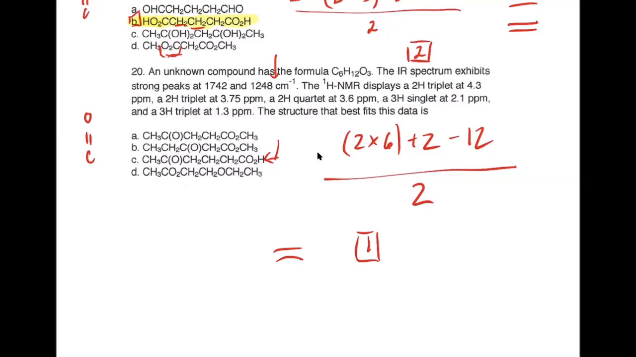The proton NMR is going to display a 2-proton triplet at 4.3 ppm. So 2H is going to be representing what type of group? CH2. Yeah, CH2. The fact that it's 4.3 means that it's going to be close to the oxygen. 2H triplet at 3.75 ppm. That's going to be another CH2, a little bit further away from the oxygen. Could be close maybe to a carbonyl that has an oxygen, but maybe a little bit further from the oxygen.